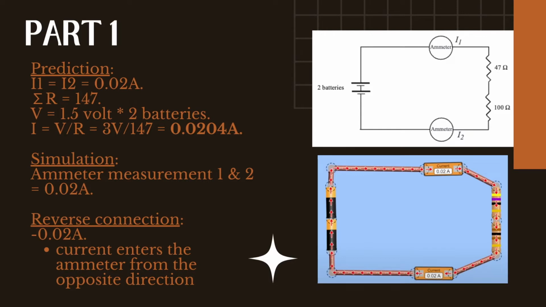In part 1 of the simulation, a simple circuit as shown was formed, with the system being the ammeter or voltmeter and the surroundings being the circuit itself. It's shown here that the predicted current and actual current are very similar, 0.0204 amps and 0.02 amps respectively. As the ammeter measures the current flowing through the circuit, when the connection is reversed, the value becomes negative because the current is entering through the opposite direction.